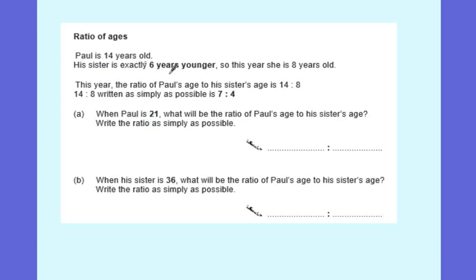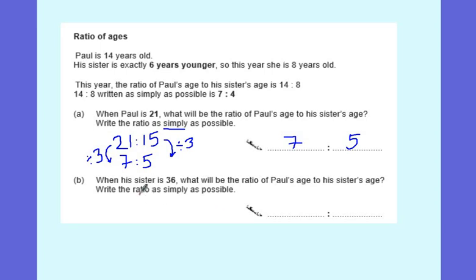So we've been told that Paul's sister is exactly 6 years younger than Paul. If Paul's 21, we know that his little sister, 6 years younger, must be 15. So we've got the ratio 21 to 15. But we've been asked to simplify that ratio. So, Mia, what number goes into both 21 and 15? 3. Awesome. So I can divide both sides by 3. If I divide both sides by 3, I'm left with 7 to 5. I can't simplify that any further, so my simplest ratio is 7 to 5.